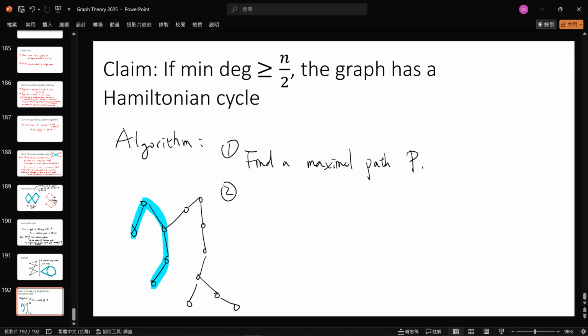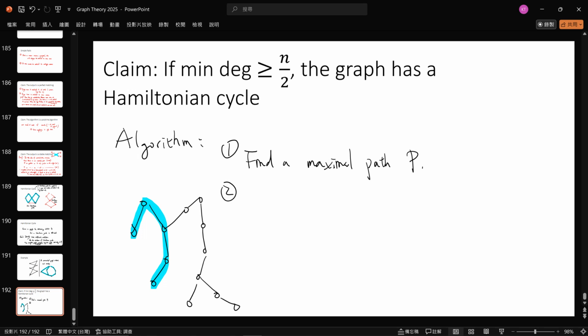So after we have the maximal path, and also it is easy to find a maximal path. So how to find a maximal path? 就是给你一个 graph，要怎么找到 maximal path？ So it should be trivial.